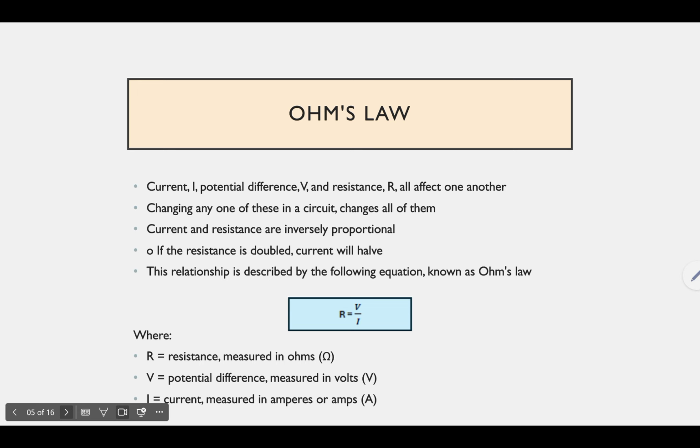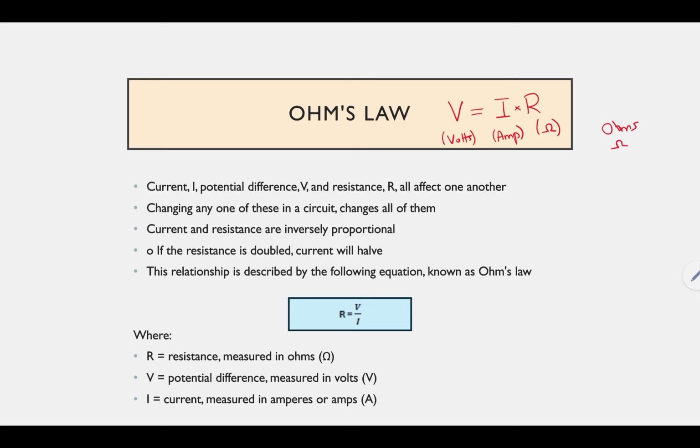Now let's talk about Ohm's law. Ohm's law relates voltage, current, and resistance, where V is equal to IR. And remember, voltage is measured in volts, current is measured in amperes, and resistance is measured in ohms. So current, potential difference, and resistance all affect one another. Changing any of these will change all of them.